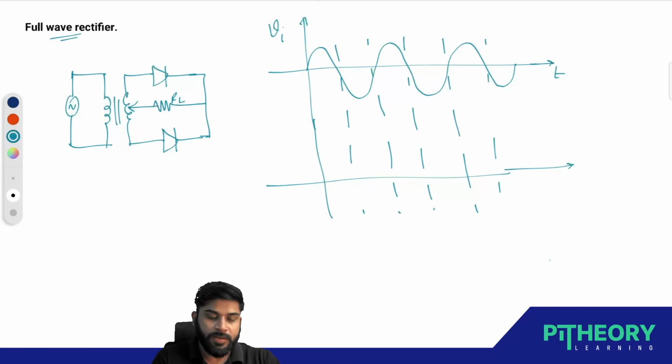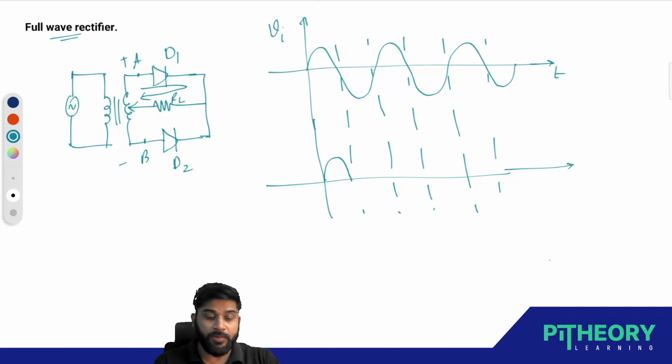Now, during the positive half cycle, as we have seen, what will happen? The point A will be positive and B will be negative. So, what will happen? The diode D1 that I'm marking here will be forward bias, but the diode D2 will be reverse bias. Through this branch where there is diode D2, current will not flow. The current will flow only like this, through the top loop. You'll be getting the output across the load resistance.